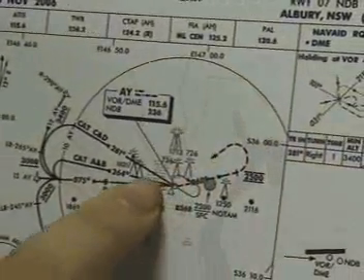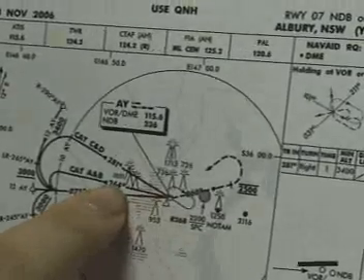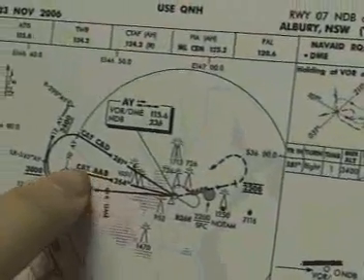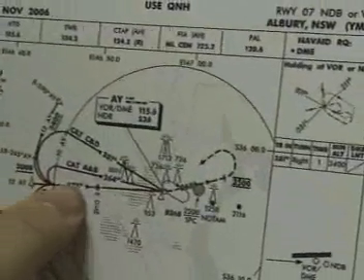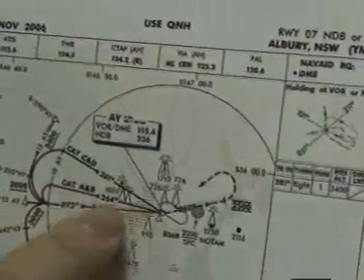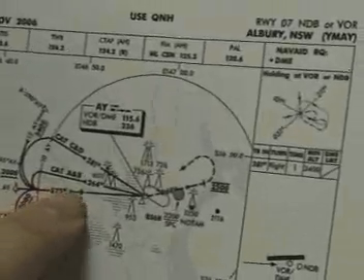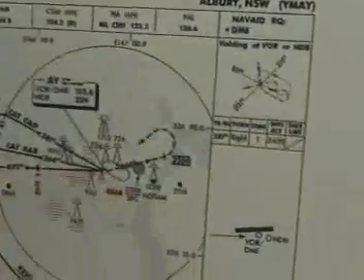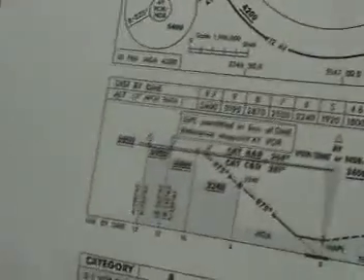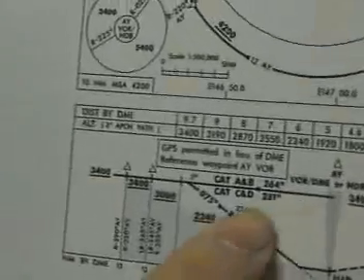So you track overhead the VOR, then outbound on 264, get to 10 DME, do a U-turn and come inbound on the 075. This is the most important leg, which is going to take you all the way to the runway, and you'll be landing off that leg. Now there we have some height profile issues.